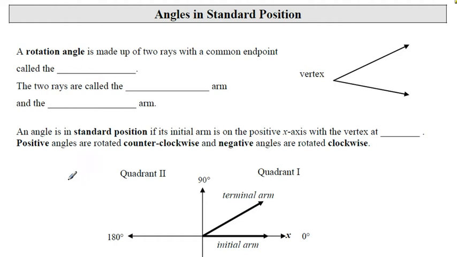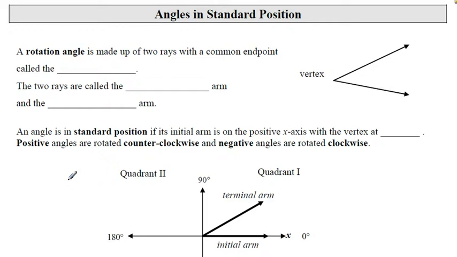Okay, angles in standard position. So, this first part of this lesson is basically a lot of definition stuff. A rotation angle is made up of two rays with a common endpoint called the vertex. That's good, you figured that one.